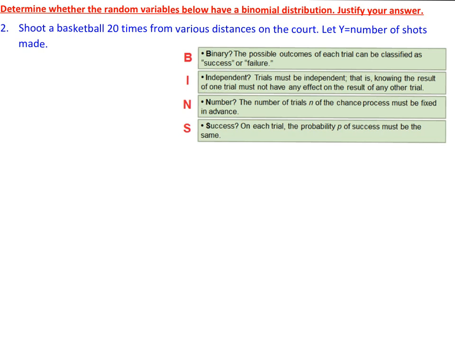Okay. Shoot a basketball 20 times from various distances in the court and let y be the number of shots made. Is it binary? Yes, it is. You can either make the shot or miss. Success is making it. Independent? Maybe, but we'll say yes. We'll say that whether you make or miss each shot isn't affected by the other. We'll make that assumption. N is 20.